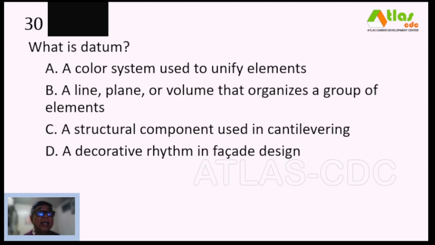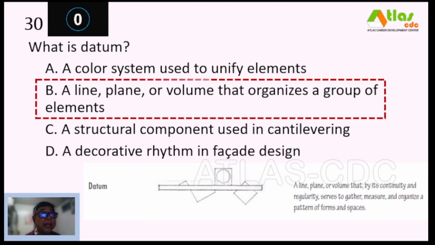And lastly, what is datum? A. A color system used to unify elements. B. A line, plane, or volume that organizes a group of elements. C. A structural component used in cantilevering. And D. A decorative rhythm in facade design. And our correct answer is letter B, a line, plane, or volume that organizes a group of elements.